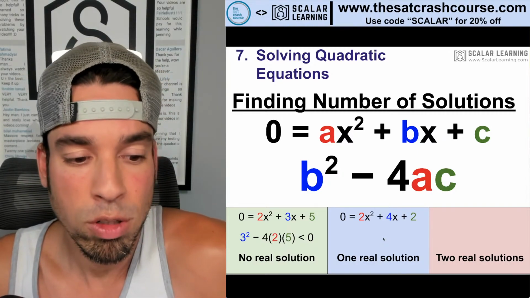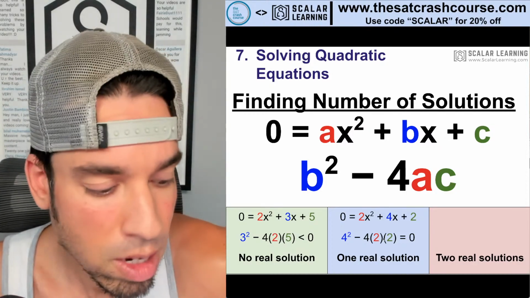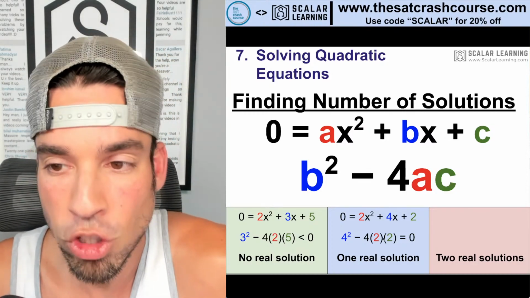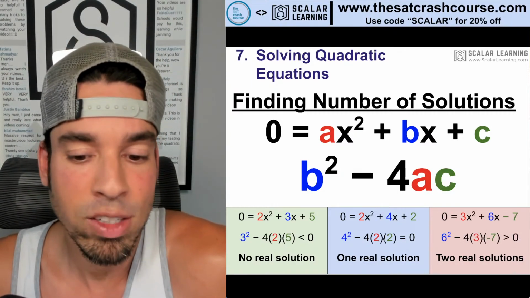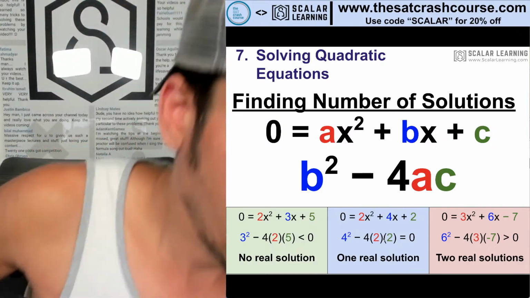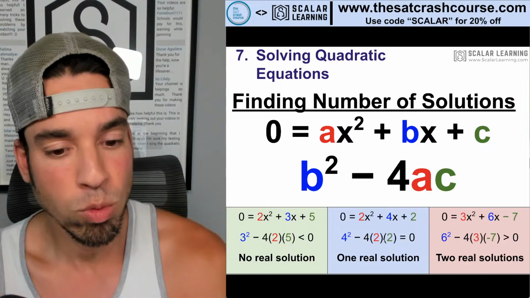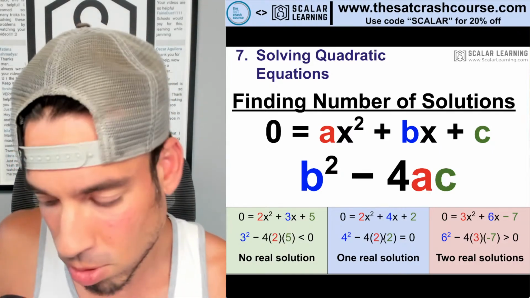What about 1 real solution? This is when the discriminant is equal to 0. So if they're like, hey, find a constant such that there's only 1 solution, you need to set that discriminant equal to 0. Last but not least, when the discriminant is greater than 0, that's when you get 2 real solutions. And the equivalent when you're looking at a quadratic on a graph, 2 real solutions really means it's going to have 2 x-intercepts, okay?